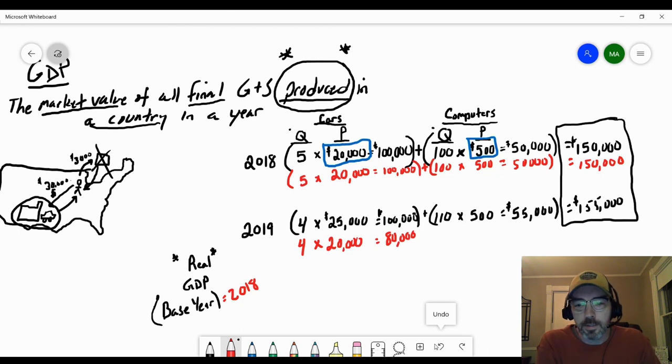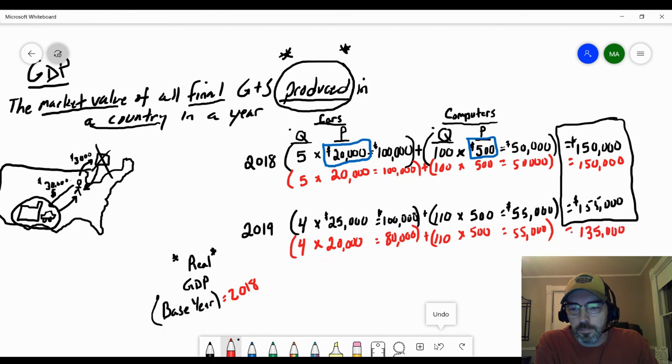Let's do the same with computers. How many computers did we produce in 2019? 110. What was the price of computers in 2018? 500. Notice it didn't change, so our answer here should be the same, 55,000. So let's go ahead and add up our two subtotals, 80,000 plus 55,000. So 8 plus 5 is 13, so this is 135,000.